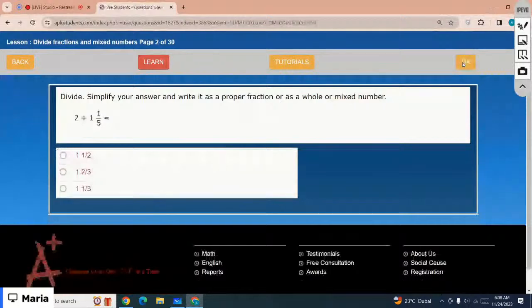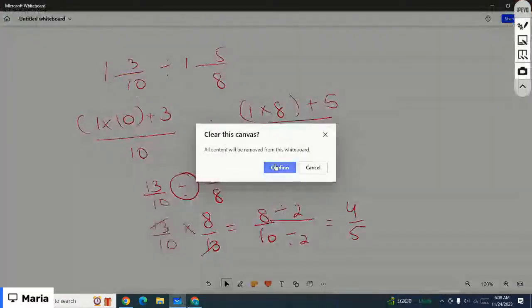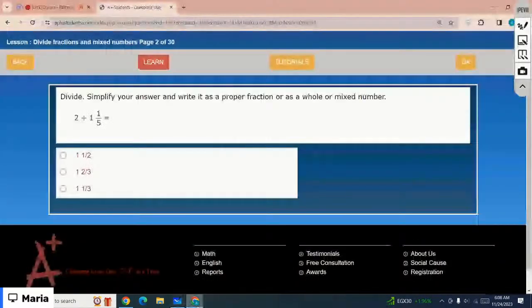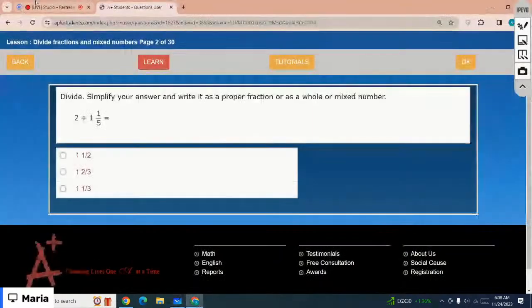Excuse me. Next one is 2 divided by 1 whole 1 over 5. My voice is glitching. Okay, let me fix. 2 divided by 1 whole 1 over 5. Hold on. Let me just reload.